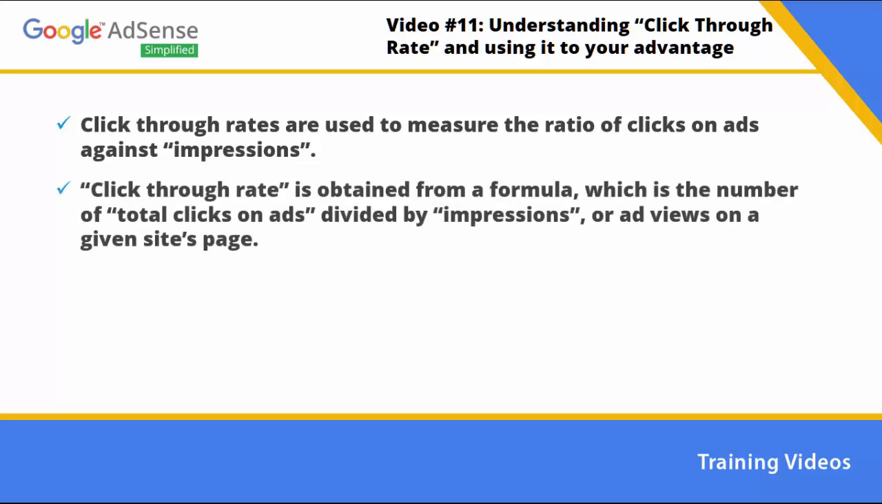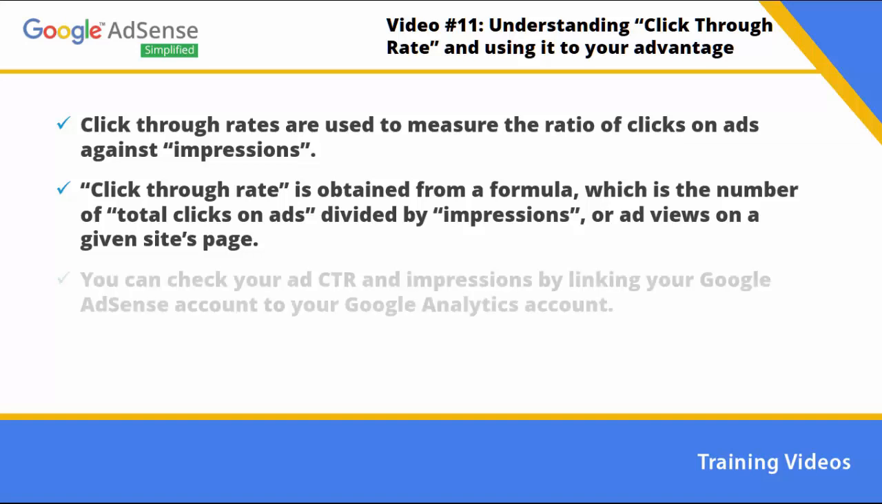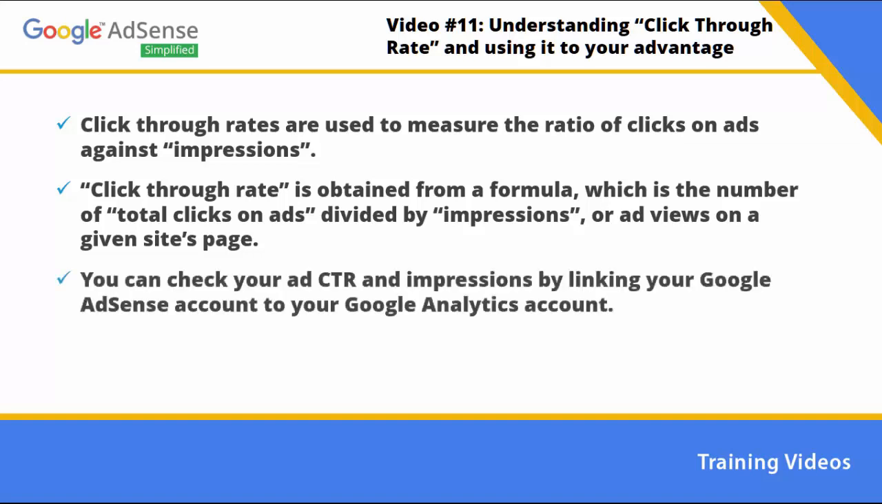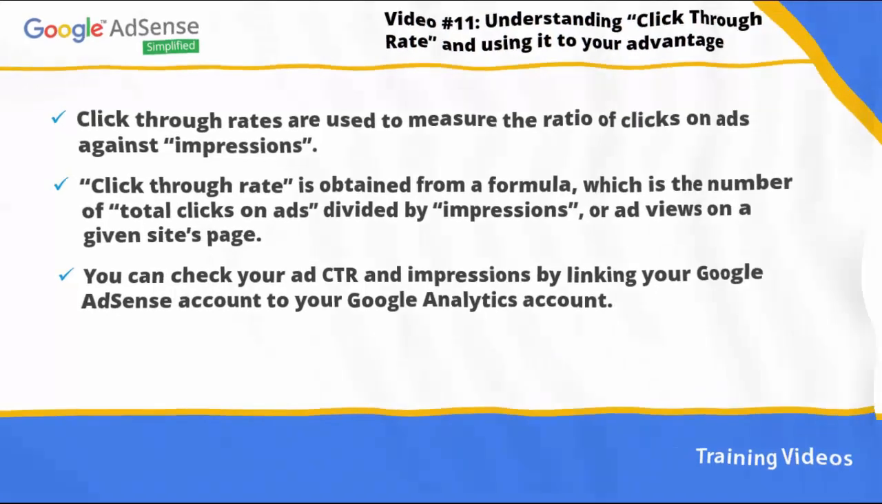Click-through rate is obtained from a formula, which is the number of total clicks on ads divided by impressions or ad views on a given site's page. The result is your CTR. For example, if you get a total of 10 clicks on ads for every 200 visitors, your CTR would be 5%. You can check your ad CTR and impressions by linking your Google AdSense account to your Google Analytics account. To check them, access your Analytics account and look for the Reporting tab.